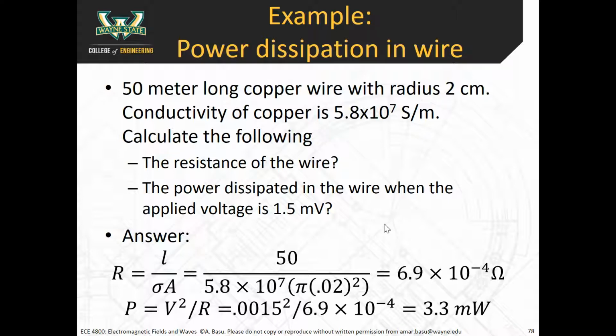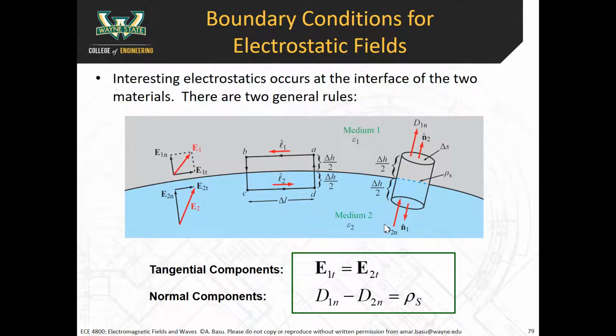Okay, so that's an easy example. You'll have a problem like that in your homework. So now let's get into boundary conditions for electrostatic fields. There's some interesting electrostatics that occur at the interface of two materials, and there are two general rules. We're changing topics a little bit.